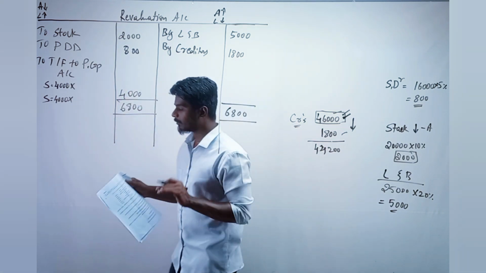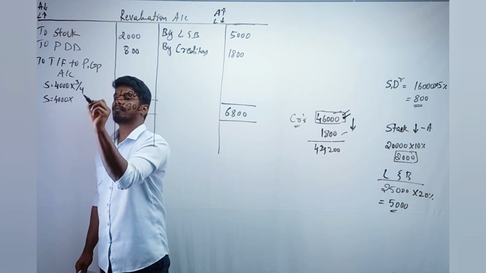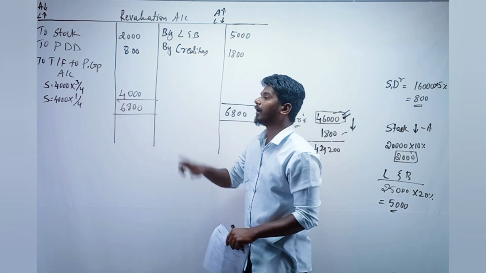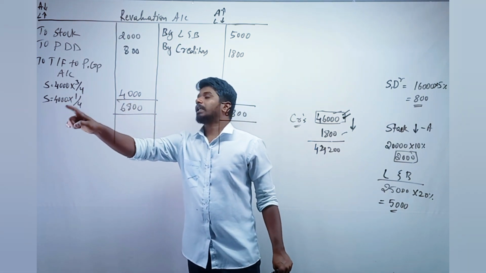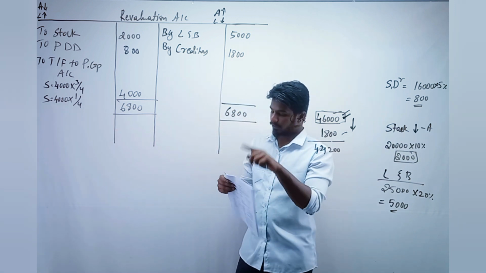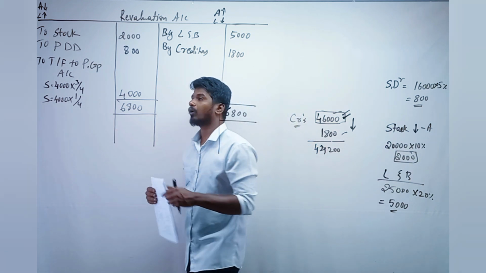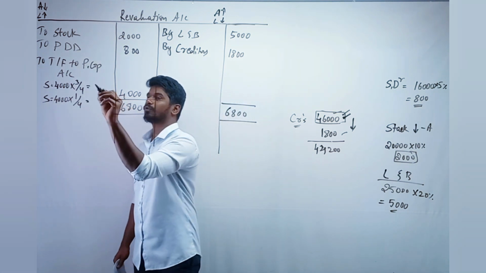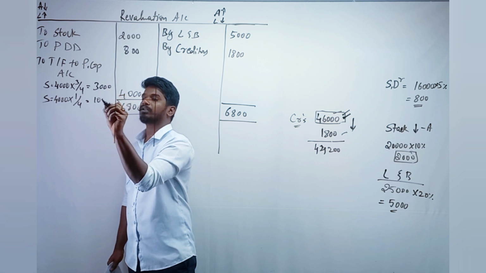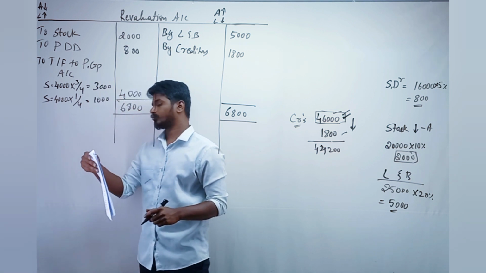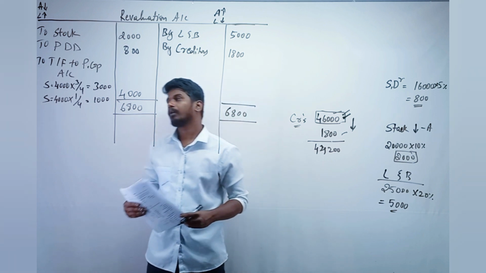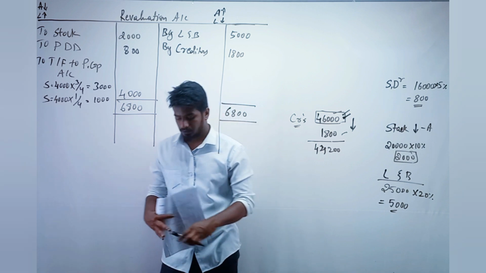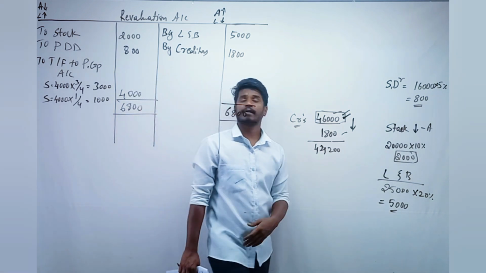Old ratio 3/4 and 1/4. So 4000 into 3 by 4, and below, 4000 into 1 by 4 for Sheetal and Sharad. Correct. So how much will it be? 4000 divided by 4 is 1000, so it is 3000 for Sheetal and 1000 for Sharad. So this is your revaluation account.